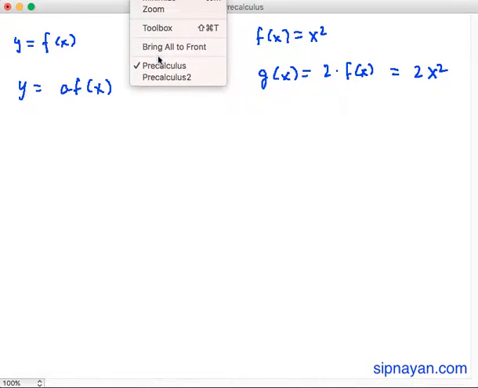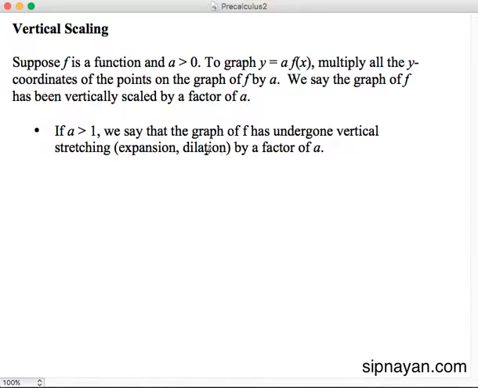We have, yan, ang tawag natin yan ay vertical scaling. And suppose f is a function and a is greater than 0, to graph y equals a times f of x, multiply all the y coordinates of the points on the graph of f by a. So we say that the graph of f has been vertically scaled by a factor of a. If a is greater than 1, we say that the graph of f has undergone vertical stretching or expansion or dilation by a factor of a.